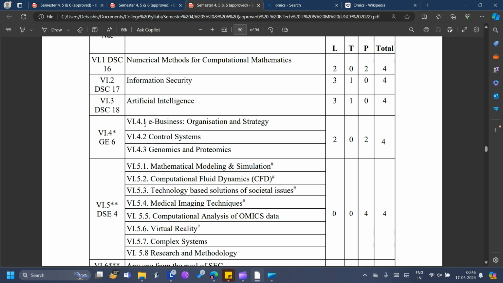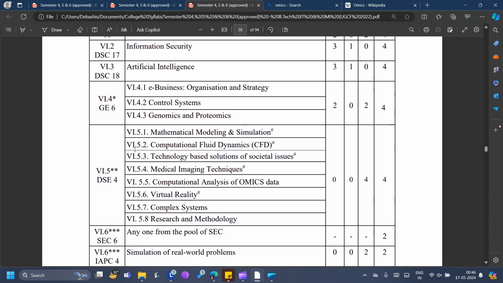Now, under the generic electives for management minor or for the management stream, because see, the basic thing is if you get 28 credits in total from a particular stream, you get a minor, and you can switch in between. That's your wish totally. So if you choose from the management stream in this semester, you get e-business, organization and strategy. From electronics, you have control systems, and from computational biology, you have genomics and proteomics. You can choose one of them.